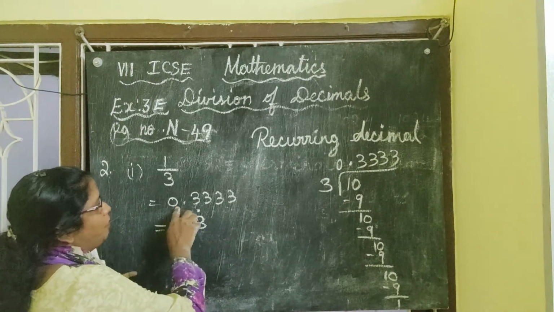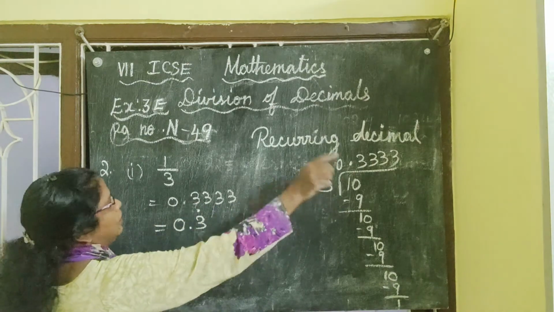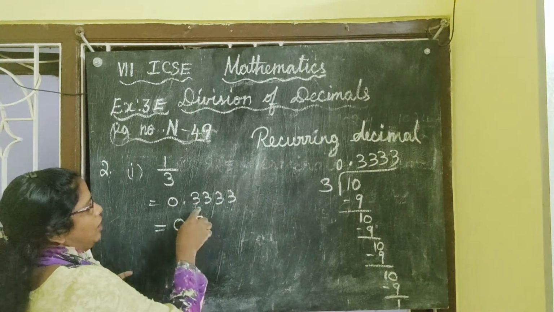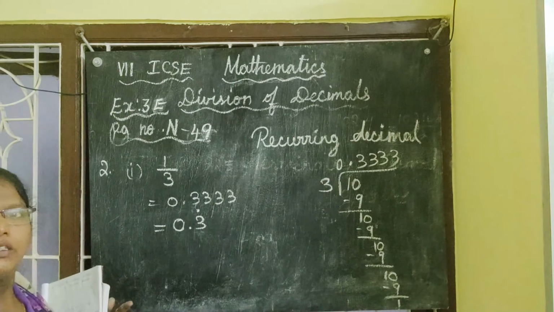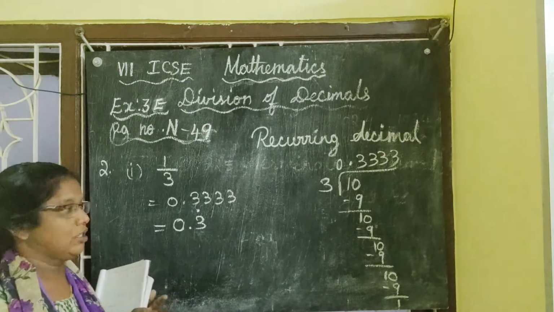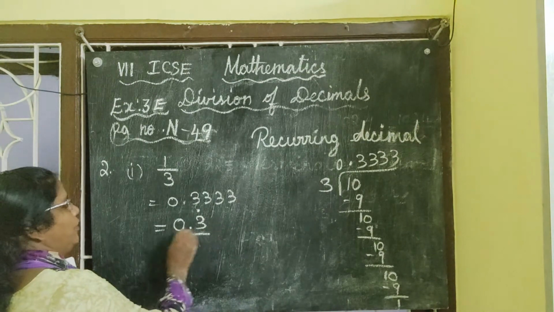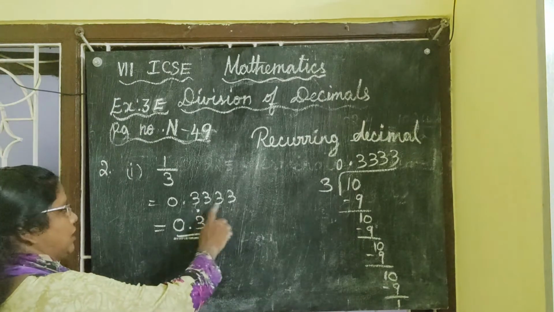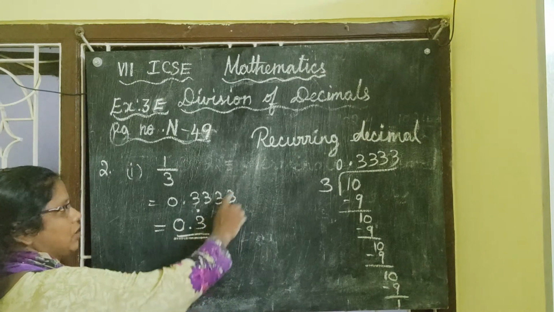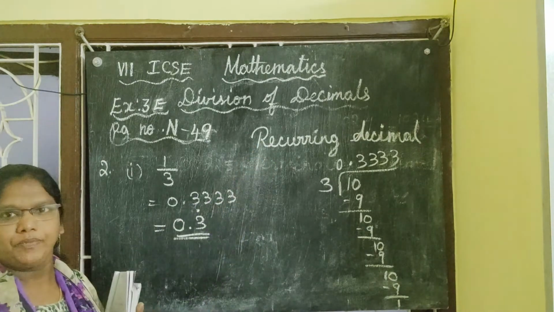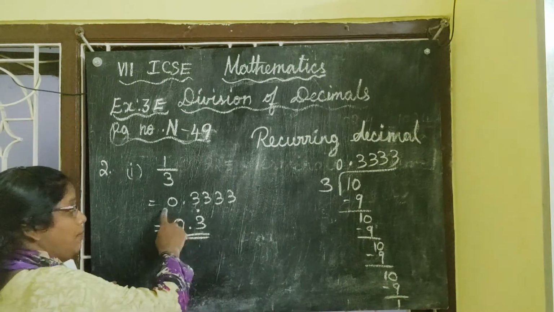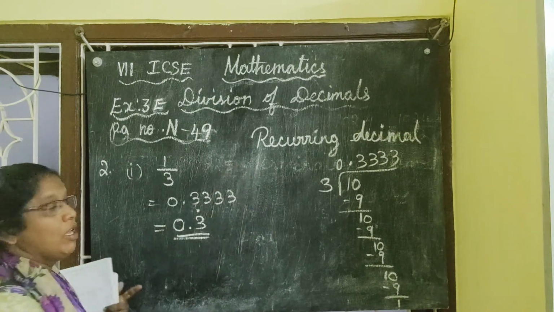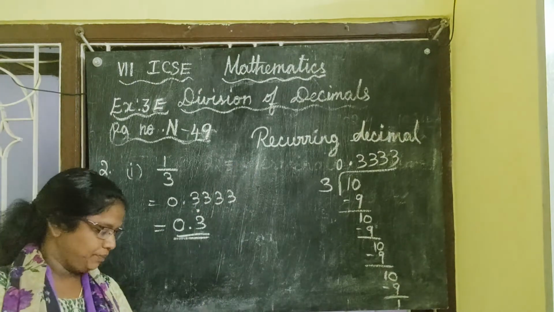So 0.3333 is written as 0.3 with a dot on top of the 3. That means this 3 is repeated. So your answer is 0.3 dot. The same number is repeated, so it is called a recurring decimal. If the same number is repeated, it is called a recurring decimal.